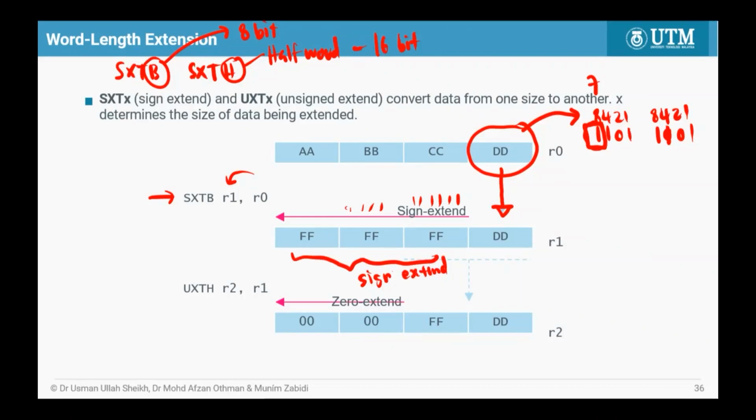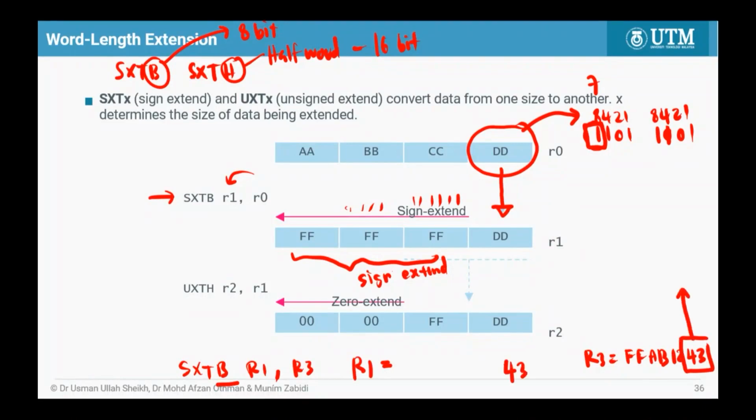Another example. Let's say we have SXTB R1, R3, and let's say R3 is equal to FFAB1243. Since this is a byte, we focus on these bits only. So R1 will be, we copy the 43, and you change it to binary, and it will become 0, 0, 1, 1. Look at the sign, which is 0. Then the rest of the bits here, you will just fill with 0. So this is the SXTB.